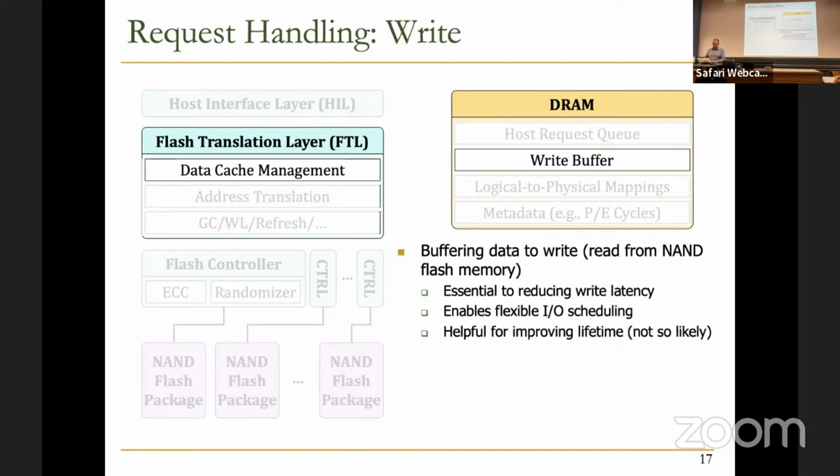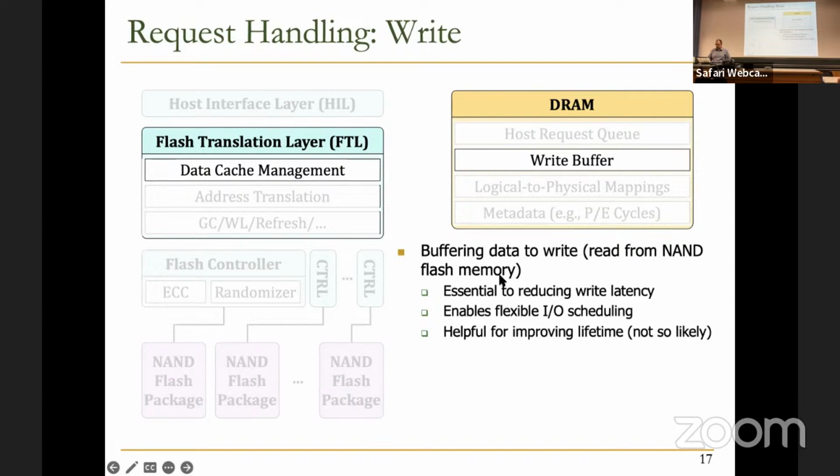And this write buffer can also be helpful for improving lifetime, meaning that, recall that all these non-volatile memories, I mean, flash memory was also kind of emerging in the past. Nowadays, it's not emerging anymore, but it has an endurance problem. So it can afford a limited number of writes or program erase cycles.